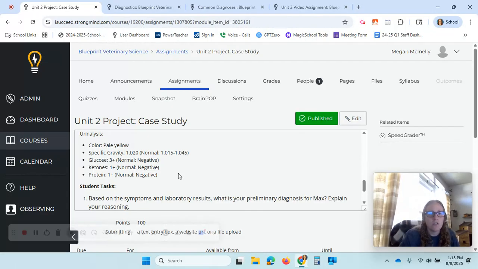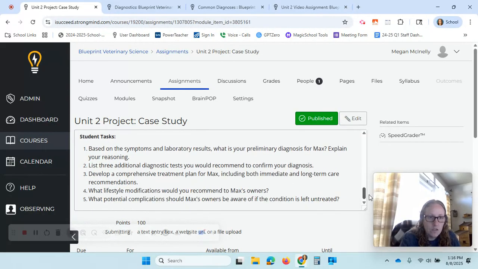Urinalysis. Color of the urine is pale yellow. Specific gravity is 1.020, or in the vet world we call it 1020. Glucose is 3+, ketones 1+, and protein 1+. Once again, I'm not going to tell you what those mean. That is your prerogative in this project.